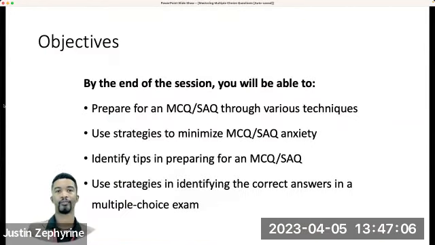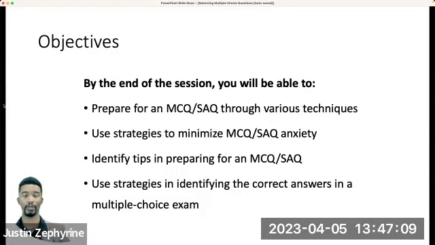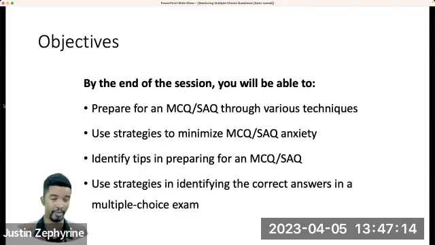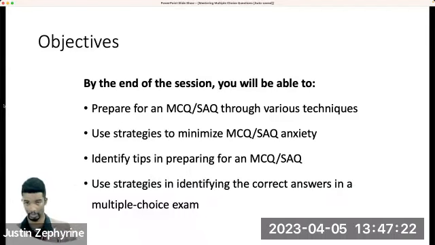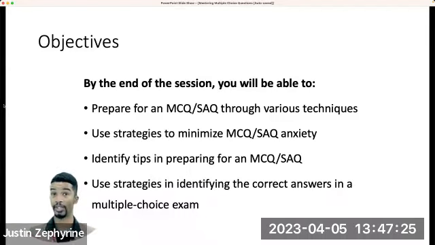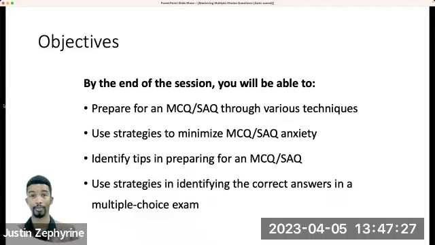Now, we have some learning objectives or outcomes by the end of this session. We're going to look at preparing for an MCQ, SAQ, short answer, or a true or false quiz or exam through various techniques, and we'll try to implement or practice those. We will also use strategies to minimize stress in these kinds of exams. The session tomorrow will explore that in further detail, so this is just skimming the surface to connect the two.